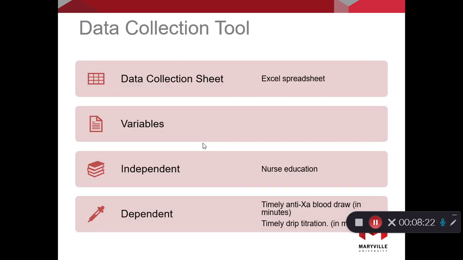For the data collection tool, an Excel spreadsheet was used. The key variables were: independent, nurse education; dependent, timely anti-XA blood draw times and timely drip titration, all recorded in minutes.